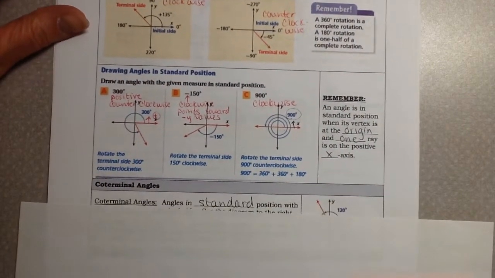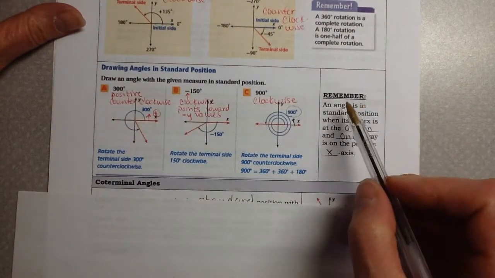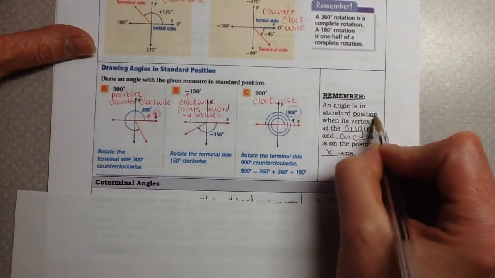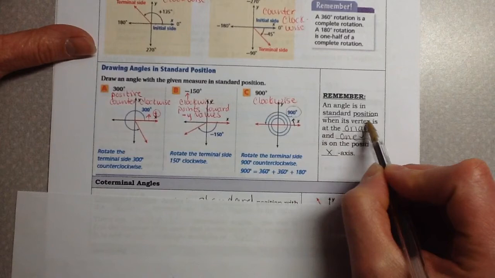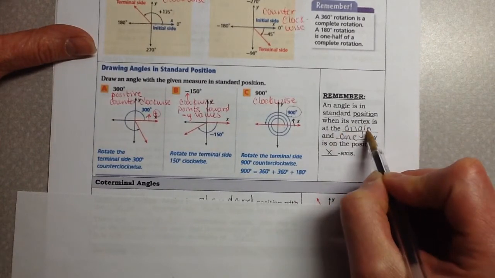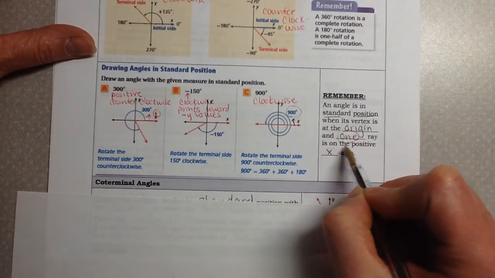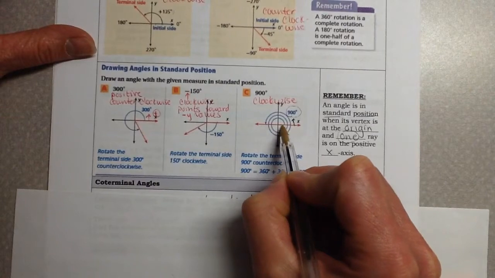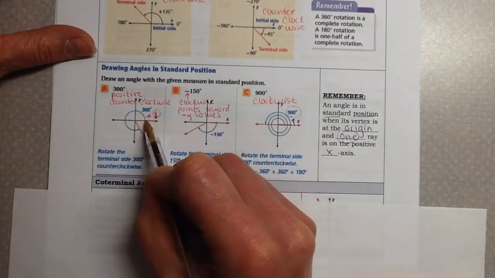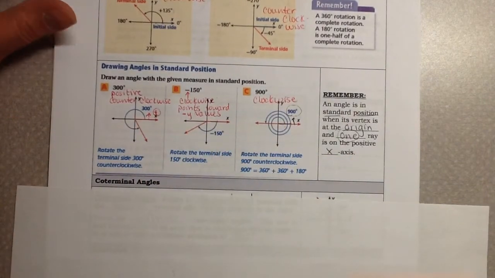Okay, so I just want to repeat again that when you talk about standard position, the angle has its vertex at the origin, which is 0, 0, and one ray on the positive x-axis. So they all have a ray on the positive x-axis. All right, now, those are standard positions.